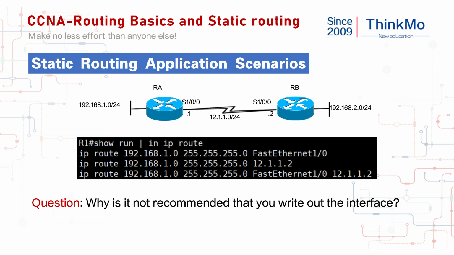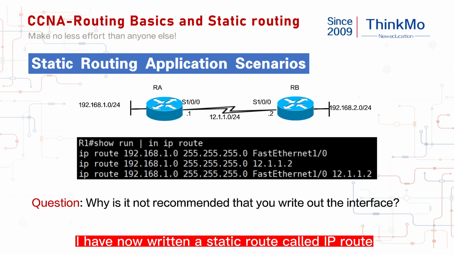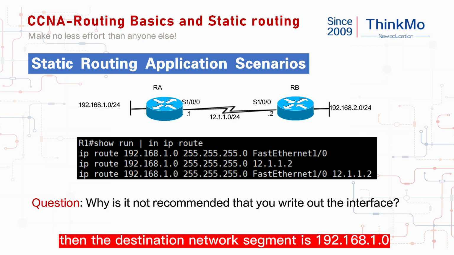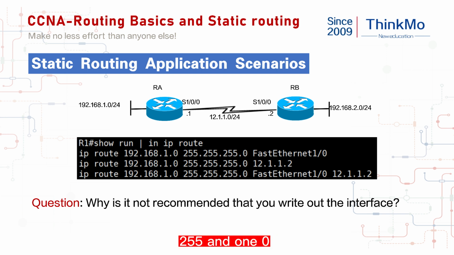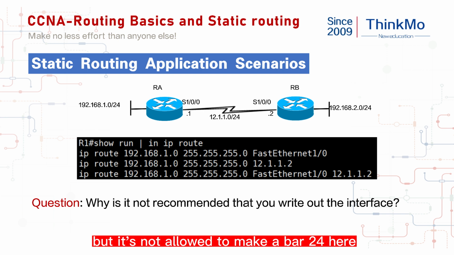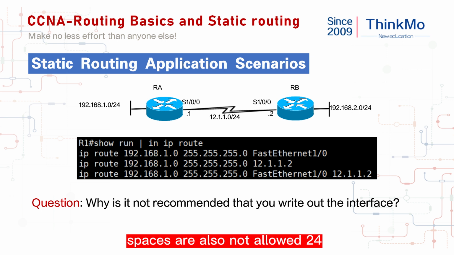It means I have now written a static route, called ip route. Then the destination network segment is 192.168.1.0. The mask of the destination network segment is 255.255.255.0. That is a 24-bit mask, but it's not allowed to write /24 here, and spaces are also not allowed before 24. It must be 255.255.255.0. Then specify an outgoing interface, that is, to go to the 1.0 network segment now, specify an outgoing interface.